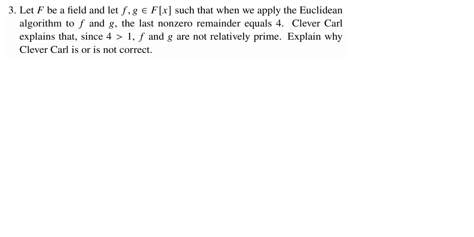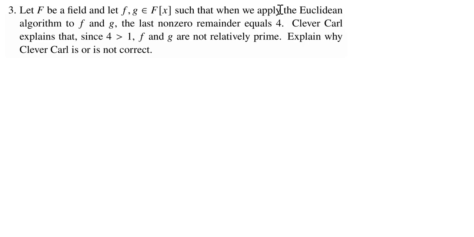We move on to our problems about polynomial rings, and we're always going to be dealing here with polynomial rings over a field. Let's read this problem carefully. We start with our field big F, and we choose two polynomials, little f and little g, in the polynomial ring F[x]. And we have an extra condition that when we apply the Euclidean algorithm to f and g, the last non-zero remainder equals 4.